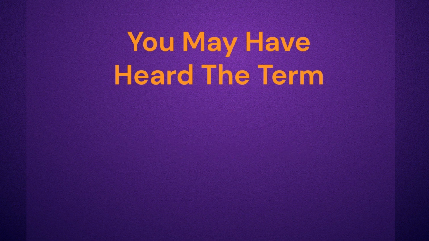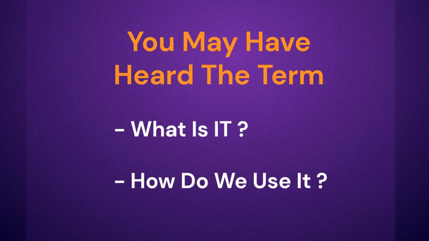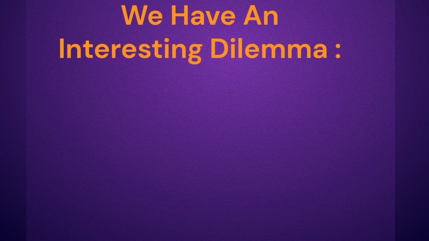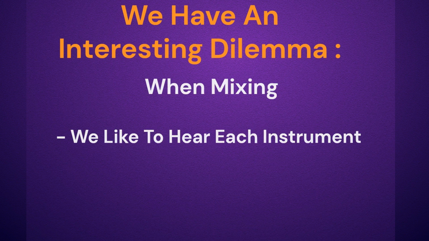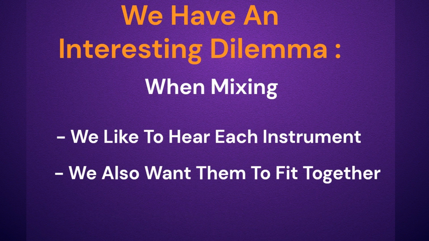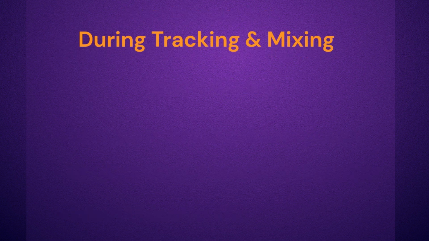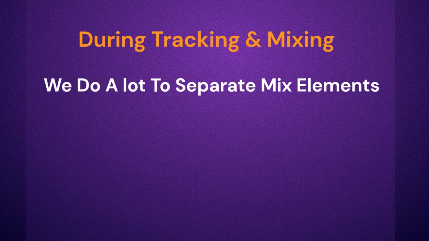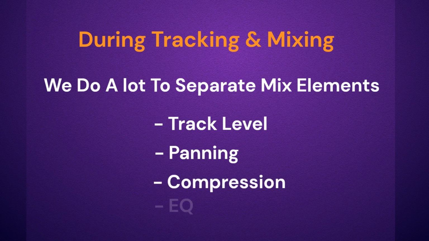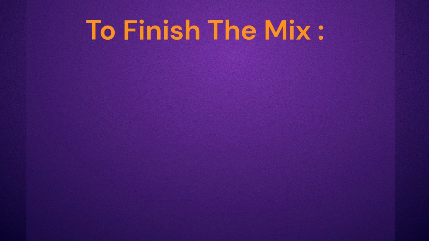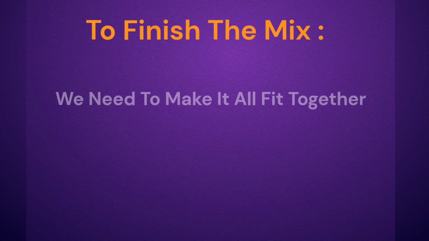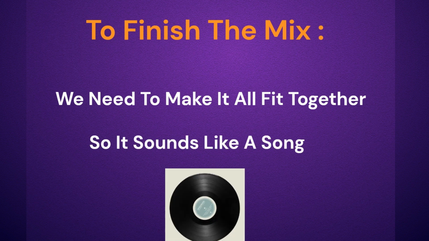You may have heard of that term. You know, what is it? And the question is, how do we use it? How do we do it? You know, we have a dilemma in mixing. We like to hear each instrument, but we also want them to fit together in a cohesive mix. So during the tracking and mixing, we do a lot to separate. We change track levels, panning, compression, EQ, and effects, all to separate these tracks. But now to finish the mix, we need to bring it all together so it sounds like a finished song.